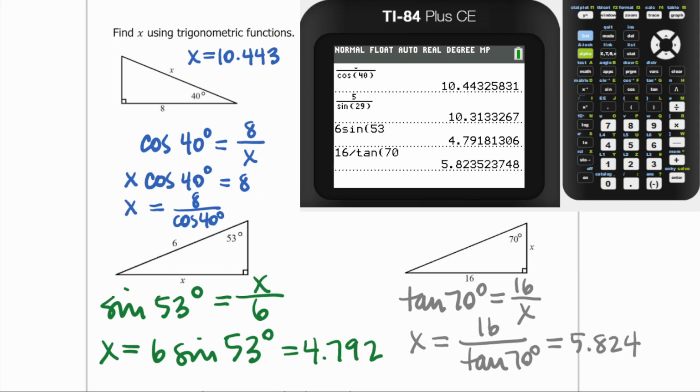Now I know that I don't always draw these figures exactly to scale, but it's always good to check and make sure that, at the very least, the hypotenuse is the longest side. Based on this one, 16 is clearly bigger than 5.824, so that makes sense. For the 53 degree one, we need a number less than 6. If we got 7 point something, that would be a bad sign. So I got 4.792, which is very believable for that drawing, and I think I can move on.